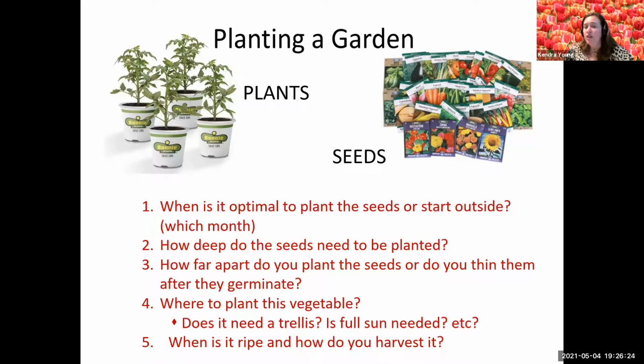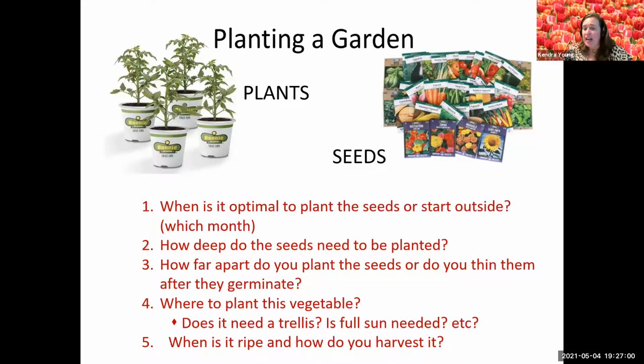And part of that could be the time of year. So think about the month and how long it takes for a plant to produce the fruit or vegetable that you want to eat. When you look at the back of a seed packet, it's going to tell you lots of information. It will tell you the most optimal time to plant, how to plant the seed, where, how deep, and how far apart your plants should be as well.